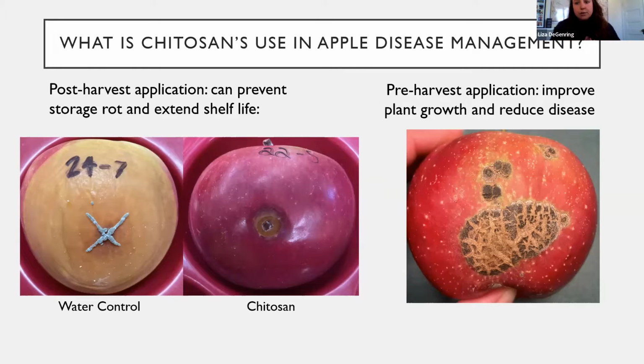We are predominantly working with apple scab to examine how chitosan can be used in tree fruit production, but we're also looking at powdery mildew, rust, fly speck, and sooty blotch.